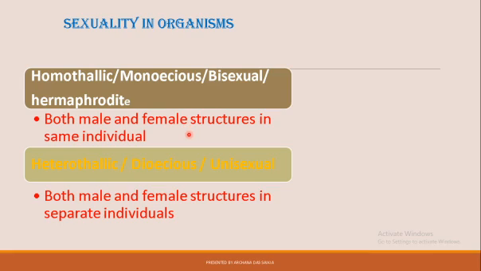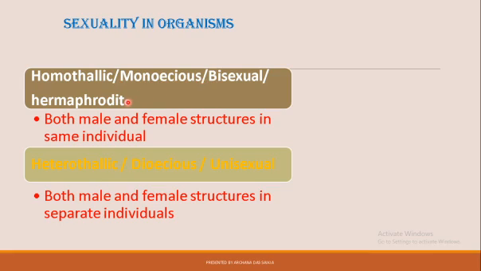We cannot differentiate which is the male and which is the female individual. They have both the structures inside the same body, so such organisms are known as homothallic or monoecious or bisexual or hermaphrodite. Of course, we use these terms depending upon the organism we are talking about. Homothallic usually refers to fungi and thallus organisms. Monoecious and bisexual refer to plants, and also to animals.